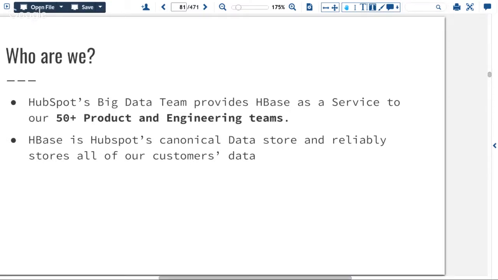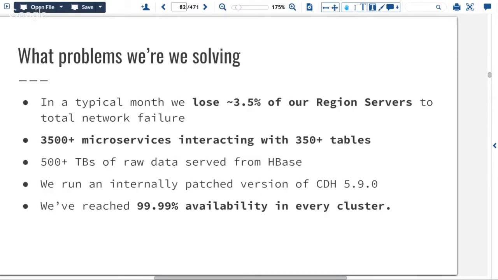So who are we? HubSpot is an inbound marketing company that helps transition existing sales companies from outbound sales to inbound customer acquisition. Our big data team provides HBase as a service to over 50 product and engineering teams. And HBase is HubSpot's canonical store of customer data and has been very reliable at that.